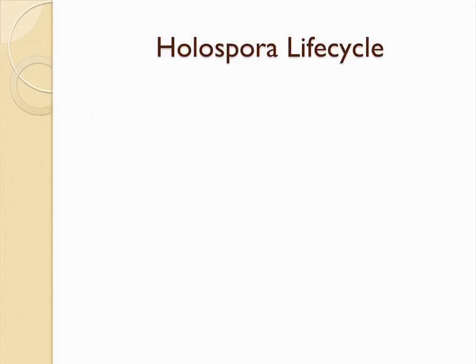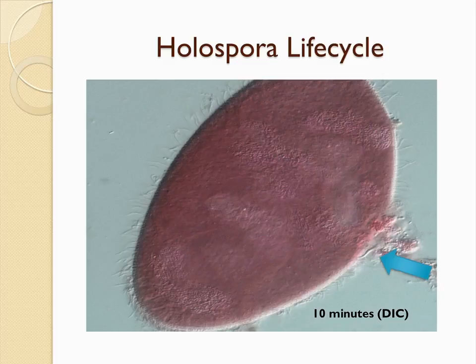So to give you an overview of the Holospora life cycle, it begins with a lysate being added, and the lysate's just made out of a strain of Paramecium that's already infected because Holospora are obligate pathogens. And after 10 minutes after the addition of the lysate, you can see here that the Holospora is being taken into the oral apparatus of Paramecium by phagocytosis.